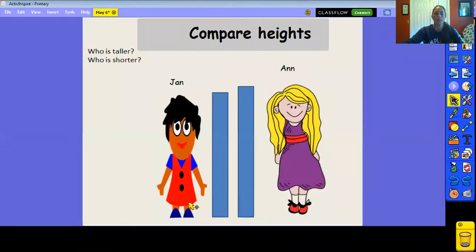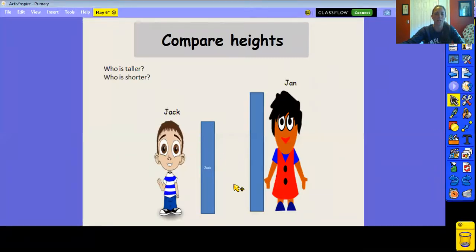Oh, here's Anne again. Anne and Jan, right? What do you think? What would you say about Jan? Let's start with Jan. Jan is shorter than Anne. Anne is taller than Jan, but look at that. They're pretty close, aren't they? All right, here's Jack and Jan. What would you say about them? Let's start with Jack. Jack is shorter than Jan. Jan is taller than Jack.